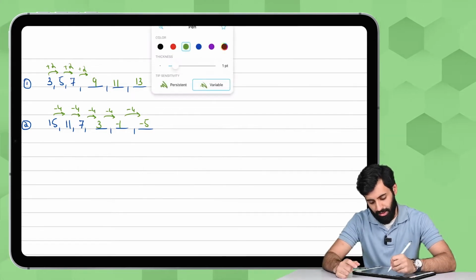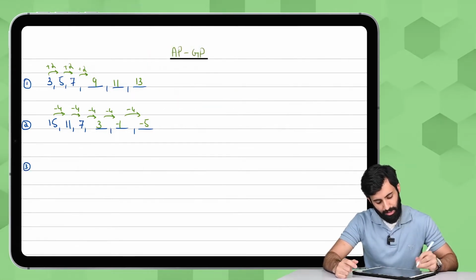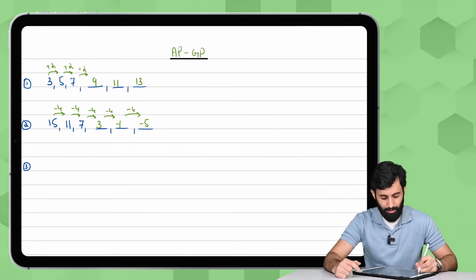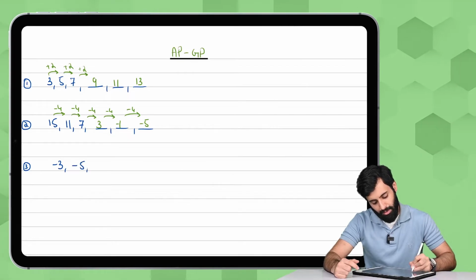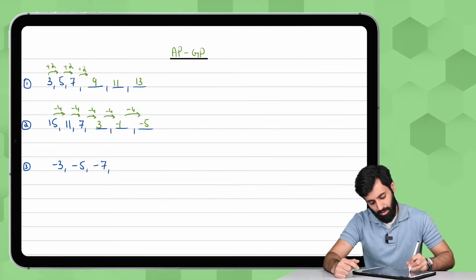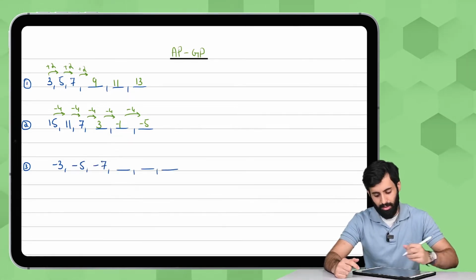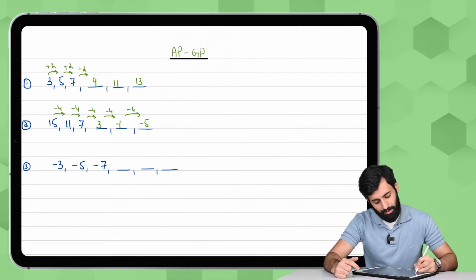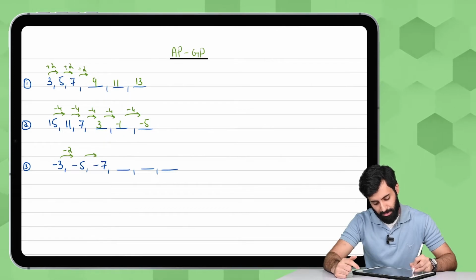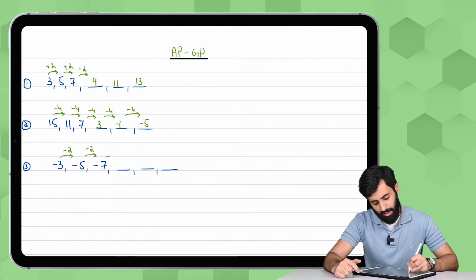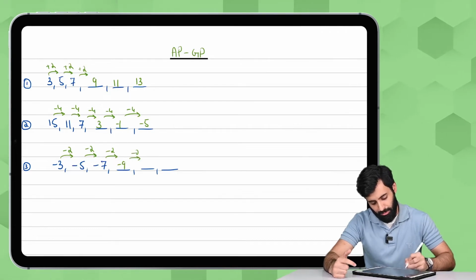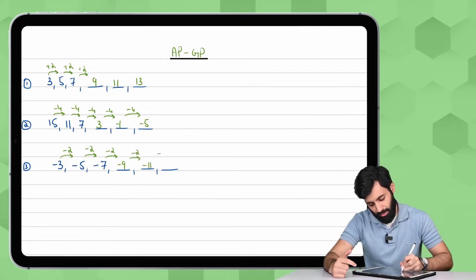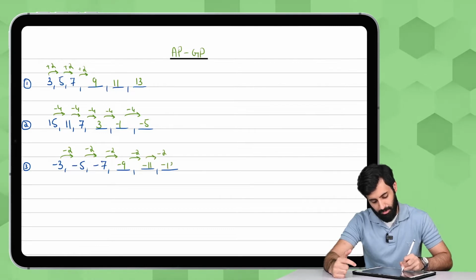Let's do one more example. Let's say you have minus 3, minus 5, minus 7, and you have to find the next three terms. Okay, so how exactly are we going from minus 3 to minus 5? Well, we're subtracting 2. How are we going from minus 5 to minus 7? We're subtracting 2 again. So that means we'll continue doing the same thing over and over again for the next couple of terms. So minus 9, minus 11, and then minus 13.